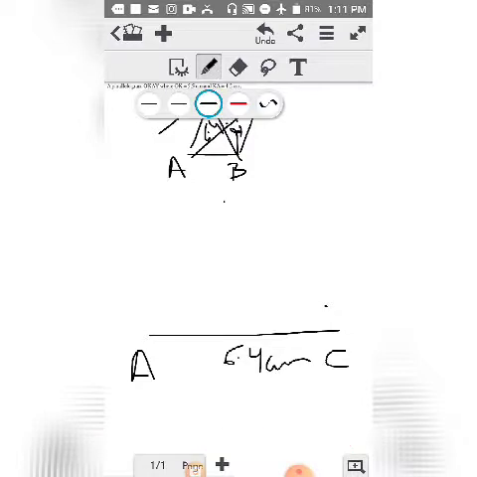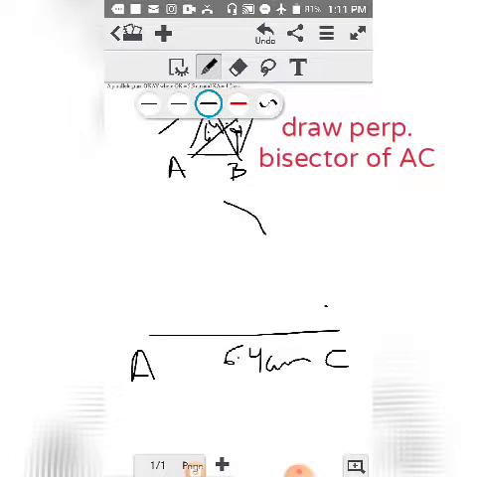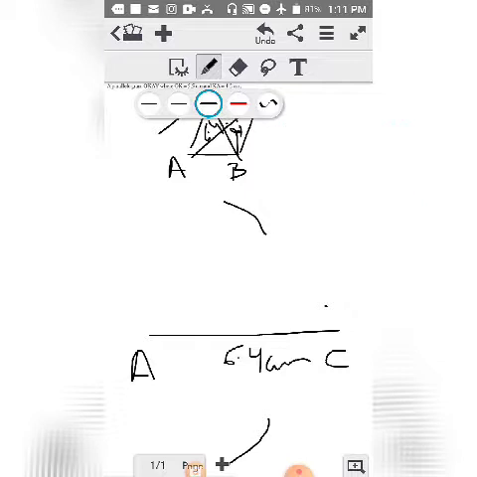Then draw its perpendicular bisector. The perpendicular bisector of this line means you will put the compass at A, cut two arcs like this, then put the compass at C, cut a second arc like this, and then draw a line. This line will be the perpendicular bisector of this. This line cuts the line AC at point P.